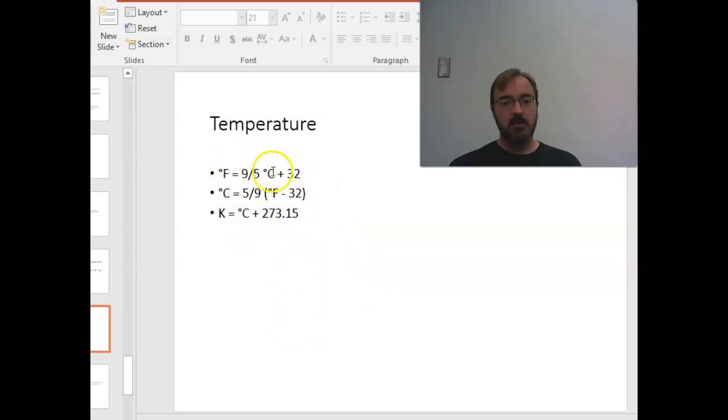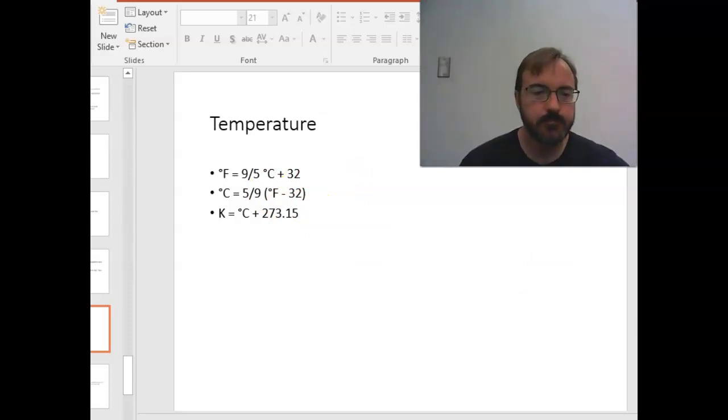To go between Fahrenheit and Celsius is fairly simple. You just need to make sure you get the order of operations correct. A little bit of just figuring out the order based on the formula. Again, most of the time I'll give you the formula. But I'd like you to go look at that.